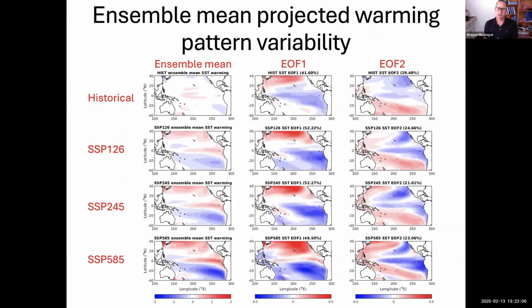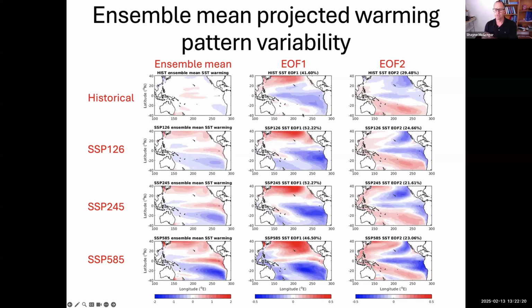In the next slide, what we did was an EOF analysis of those projected patterns. Each model will have its own pattern, so this is an across-model EOF. You can see the left-hand column is again the ensemble mean. The middle column is the first EOF, and the right-hand column is the second EOF.